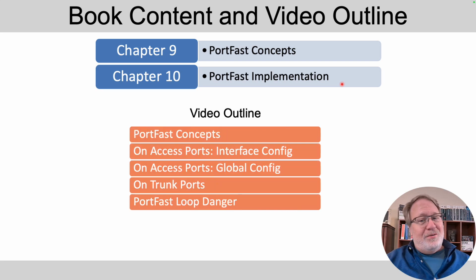So in this video, I'll talk about the concepts first. Then in the next section, how to configure with interface subcommands. It's the most straightforward way to configure. Then I'll fold in a discussion of a global configuration and how that impacts the configuration of PortFast on access ports. Then I'll talk about configuring PortFast on ports that use trunking. It's a little bit of a mix of conceptual and config information. And then finally, I'll talk about that forwarding loop danger, and how you deal with that.